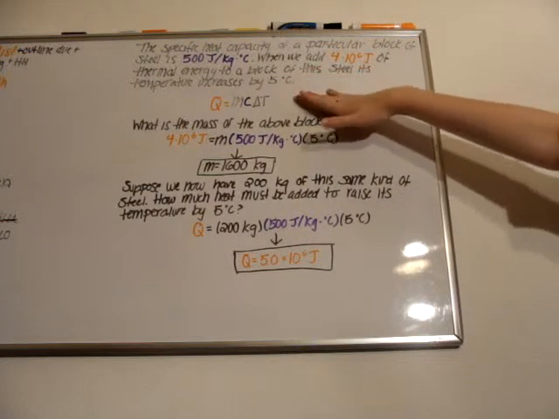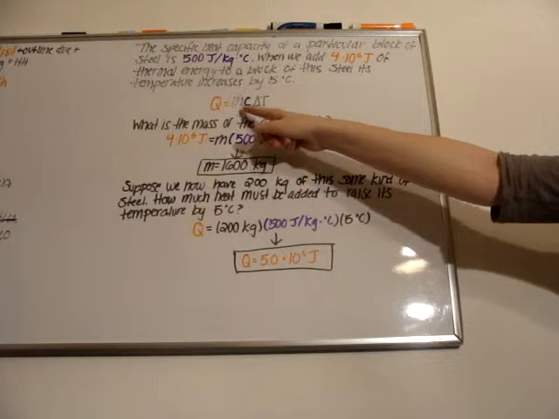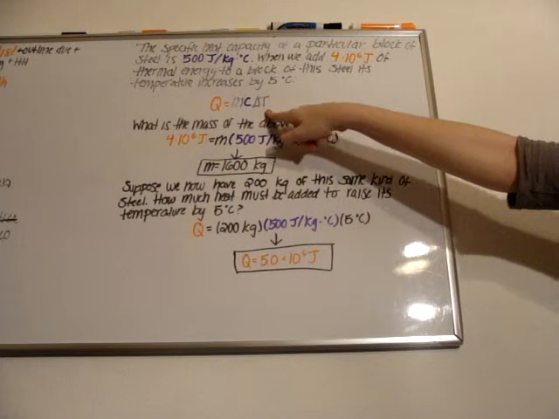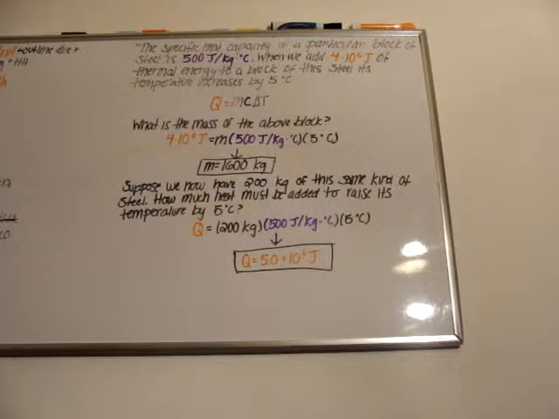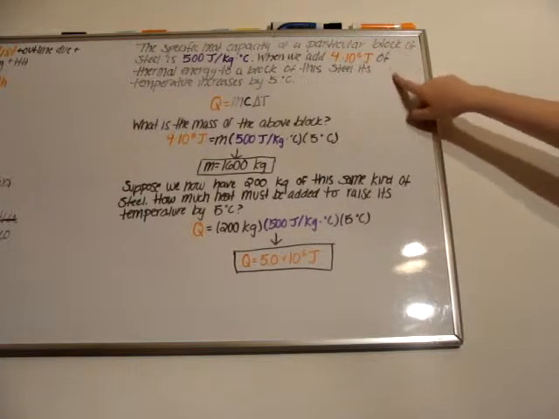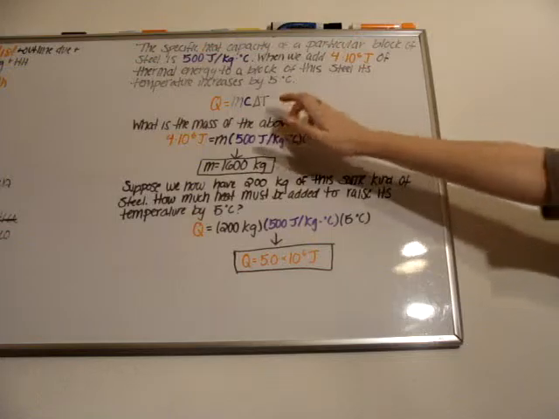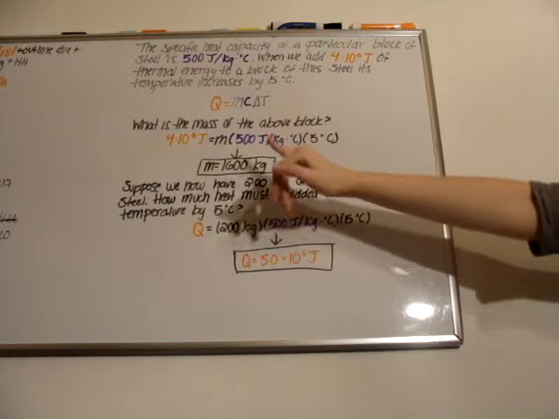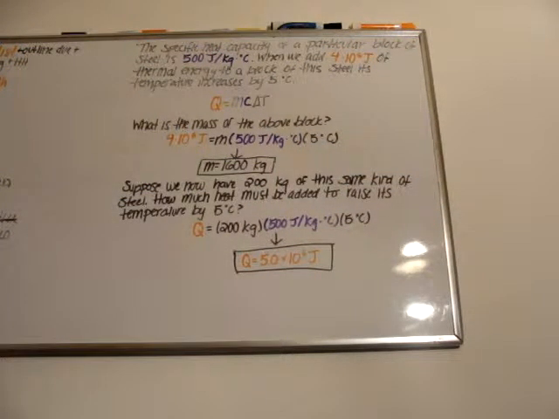And then, so we have our equation here, heat equals mass times specific heat times change in temperature. So the first aspect of this question is, what is the mass of the above block? So we're just going to take all the values up here, which are color-coded, and plug them into this equation here. So it's going to be 4 times 10 to the 6 joules equals mass, because it's unknown, that's what we're looking for, times 500 joules per kilogram times degrees Celsius times 5 degrees Celsius.